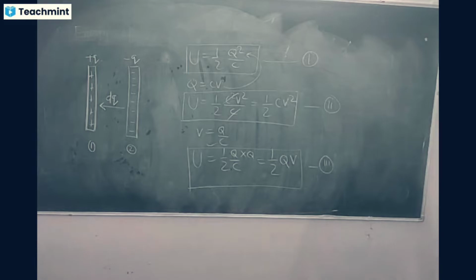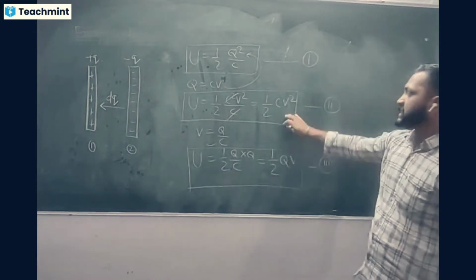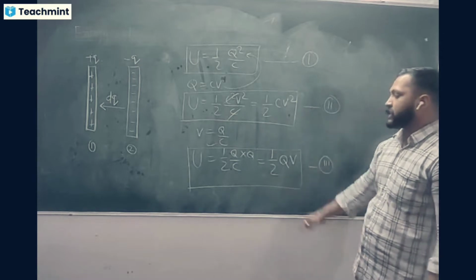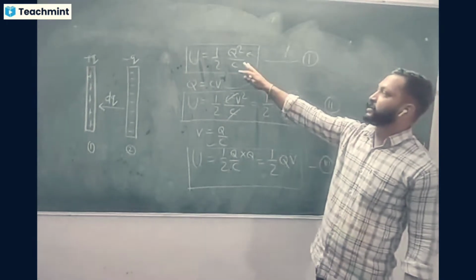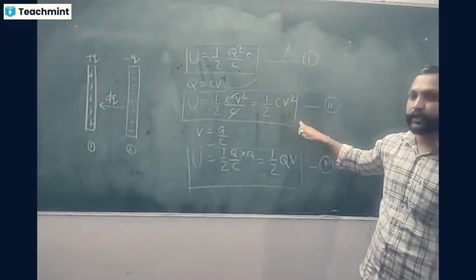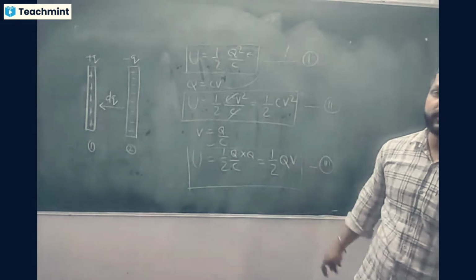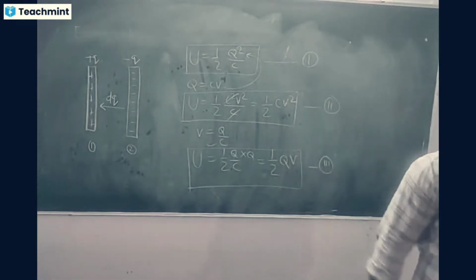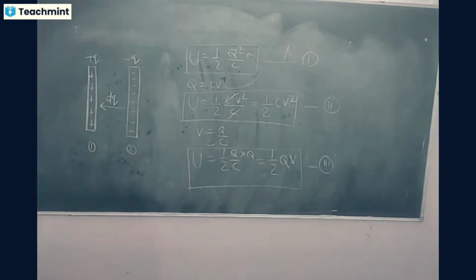So we have generally three formulas for the energy stored in a capacitor. The first formula is half Q square upon C. The second formula is half CV square. And the third formula is half Q into V. So this is the formula in terms of charge and capacitance. This is the formula in terms of capacitance and potential. And this is the formula in terms of charge and potential. So these are the formulas for the energy stored in a parallel plate capacitor. Please note it down.